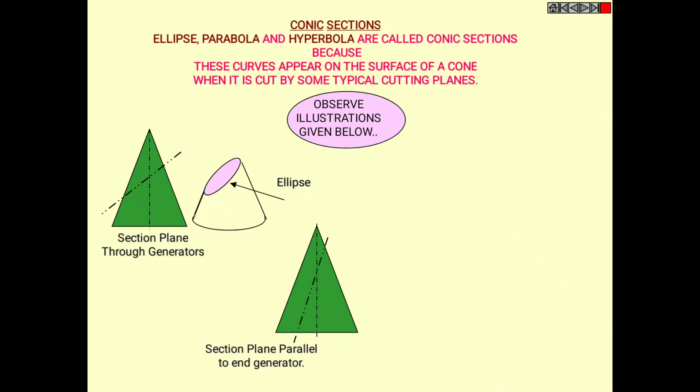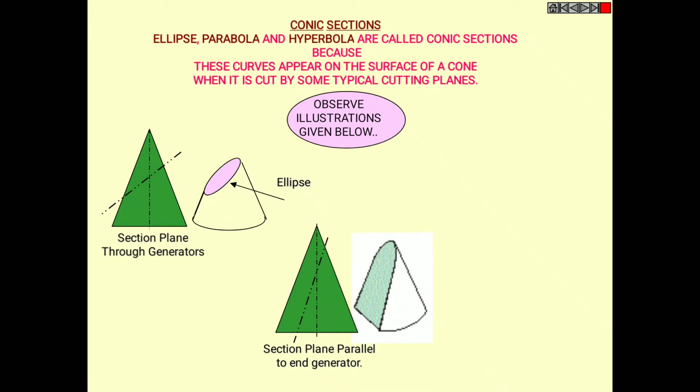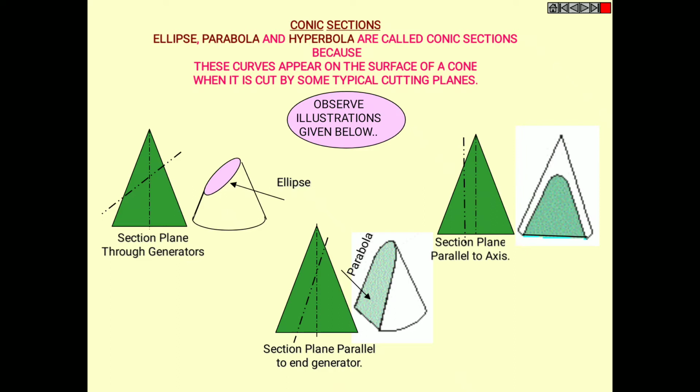And whereas if it is cut in this way, section plane parallel to end generator, that means any one of the side of the inclined planes, then it looks in this way. The light green part is called parabola. If the same cone is cut parallel to the axis, say section plane parallel to axis, then it looks in this way, and that light green part is called hyperbola.